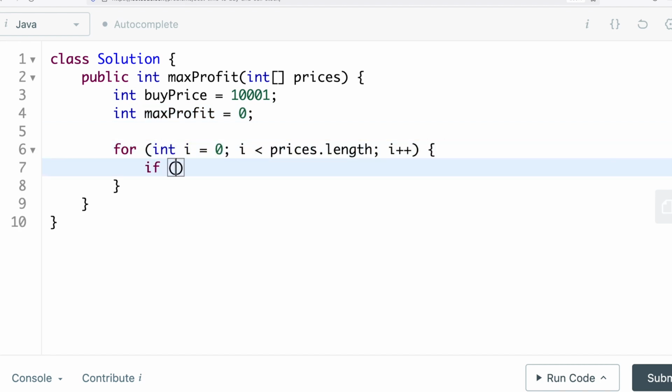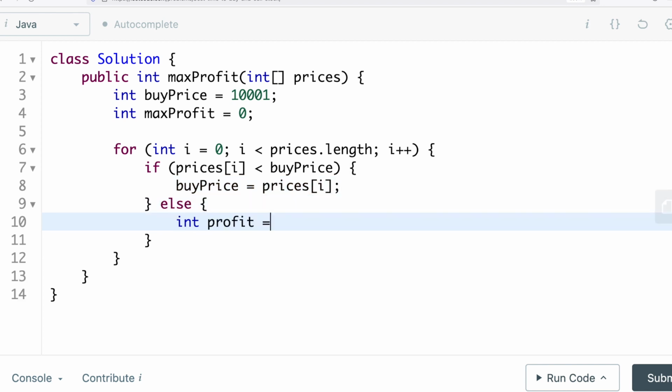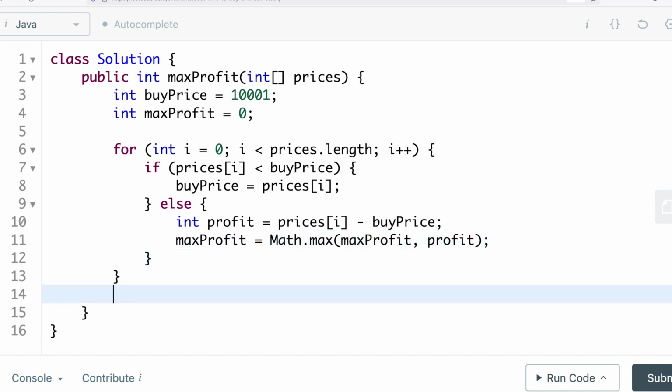Now if the current price of the stock is less than our buy price, we will set buy price to this current price of the stock, else we will calculate the profit and determine if we can make an even bigger profit than we already have. And if the new profit is bigger than the max profit we can achieve, then we will set max profit to this new profit we just calculated. And finally, we will return the maximum profit we have calculated so far.